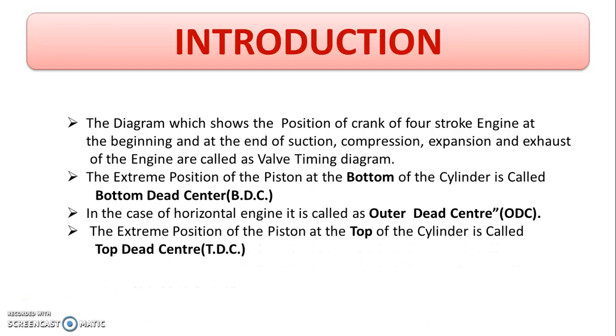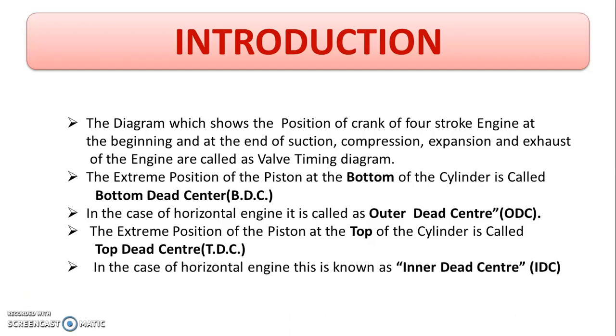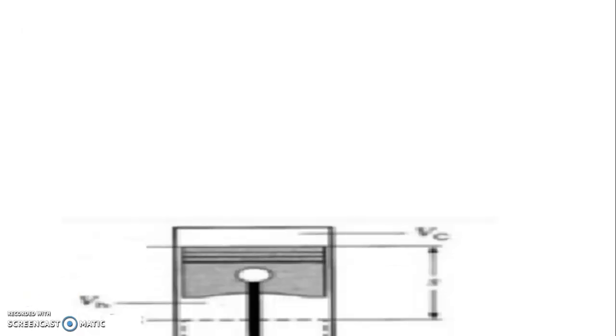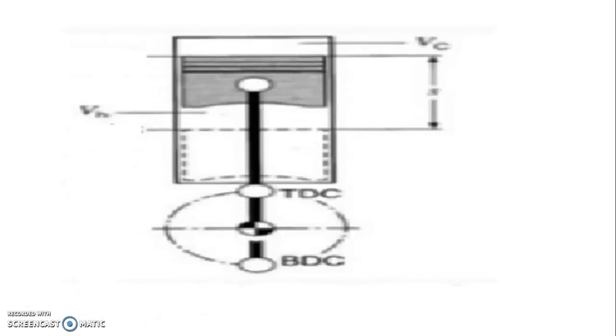The extreme position of the piston at the top of the cylinder is called top dead center. And in the case of a horizontal engine, this is known as inner dead center, means IDC. So from this diagram, we will get a clear idea about the TDC and BDC. The topmost position of the piston inside the cylinder is known as the TDC. The bottom position of the piston inside the cylinder is known as the BDC.